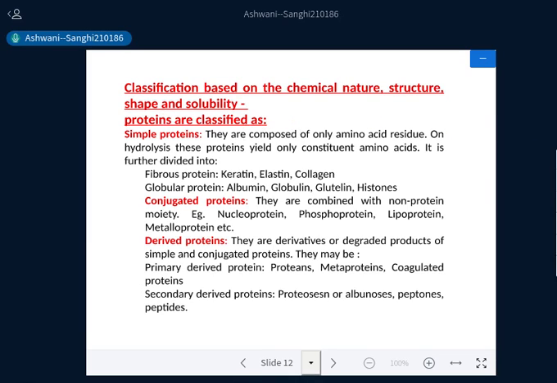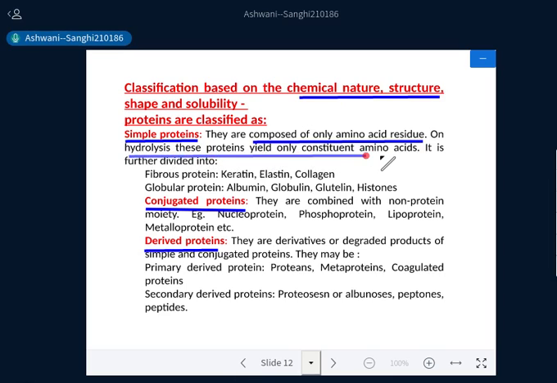Then, classification based on chemical nature, structure, shape, and solubility: simple proteins, conjugate proteins, or derived proteins. Simple proteins are composed of only amino acid residues, or on hydrolysis these proteins yield only amino acids. Examples: keratin, elastin, collagen, albumin.